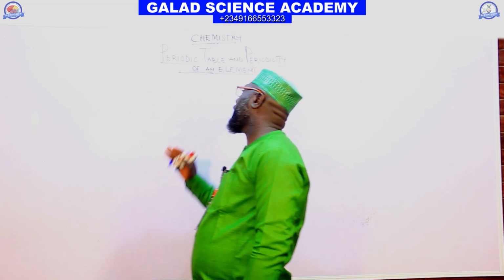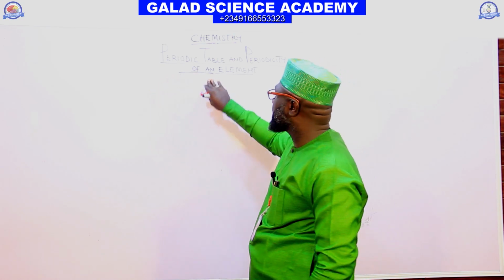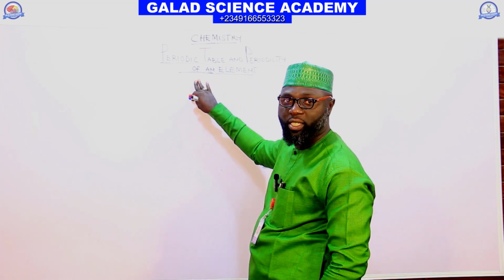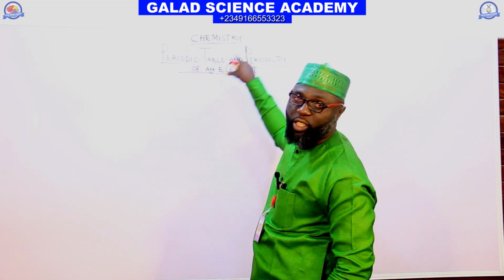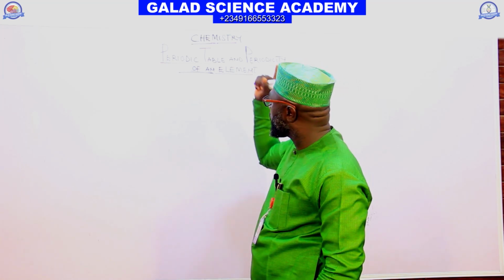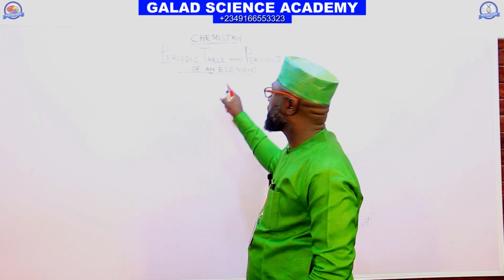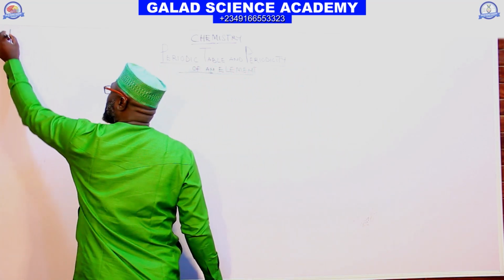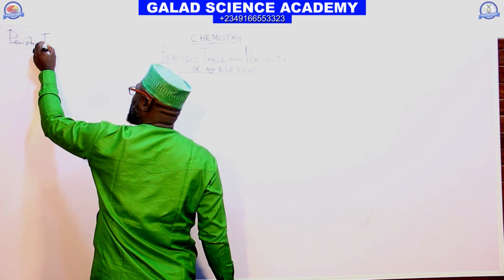So, in today's chemistry class, the next chapter is the periodic table and periodicity of an element. Without the periodic table, there's no periodicity of an element. Let us look at the periodic table first, before we move to the periodicity of an element. So, the periodic table.